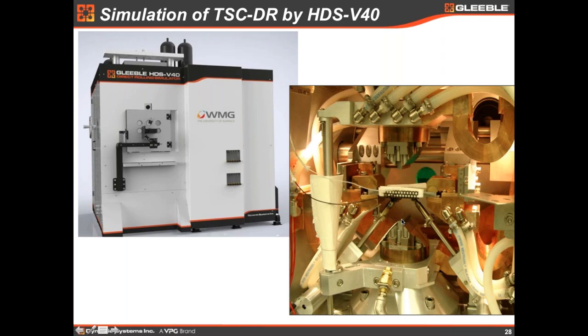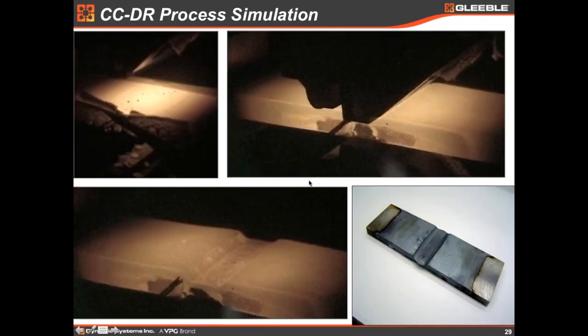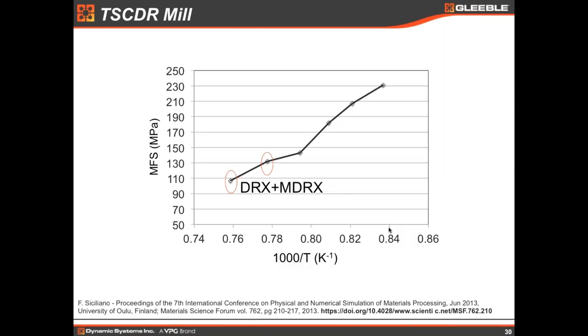We have two anvils. So what we do in this machine, first thing, we melt the sample in the center, and we solidify. So we have the as-cast microstructure, just like the thin slab. And after that, you apply the plane strain deformation by the anvils. And this is the specimen after the deformation. This is after cooling. So with that, you can simulate what's going on in the thin slab casting direct rolling process.